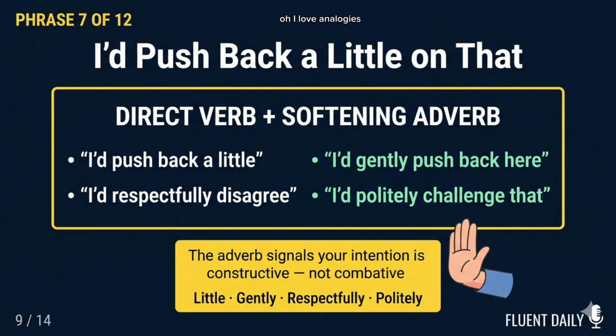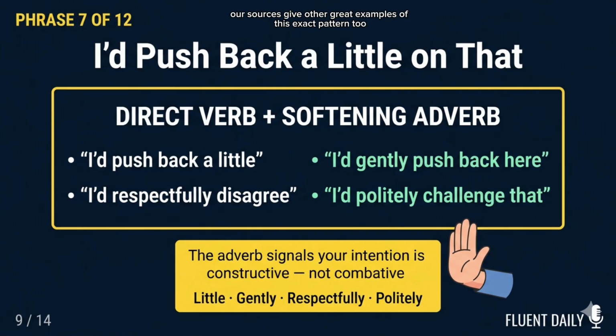Oh, I love analogies. Go on. The direct verb is the pothole in the road, and the softening adverb is the suspension system. So you still feel the bump, you still make your point, but it doesn't wreck the axle of the conversation. That is a phenomenal way to visualize it. You are being unmistakably clear, but signaling that your intention is constructive.